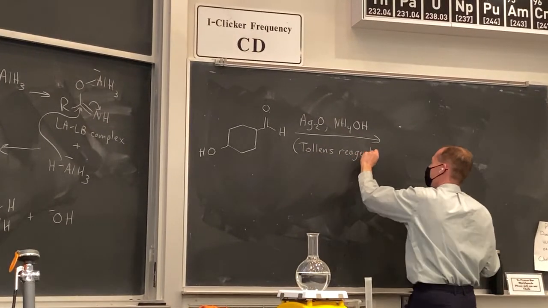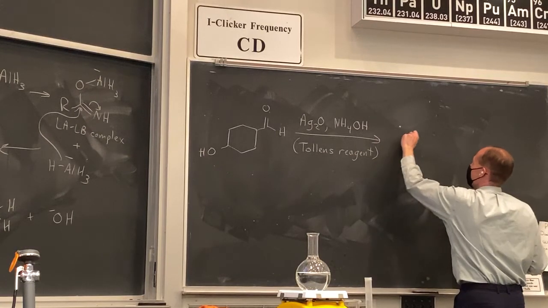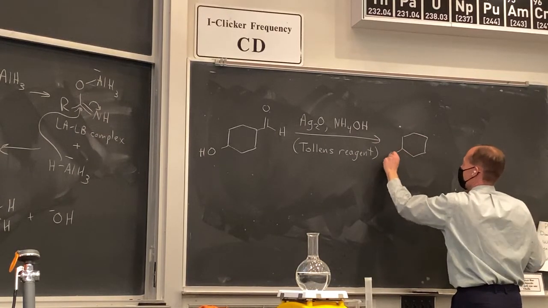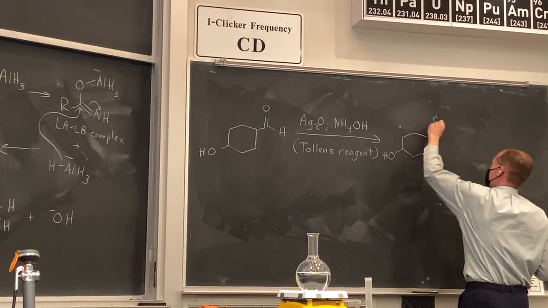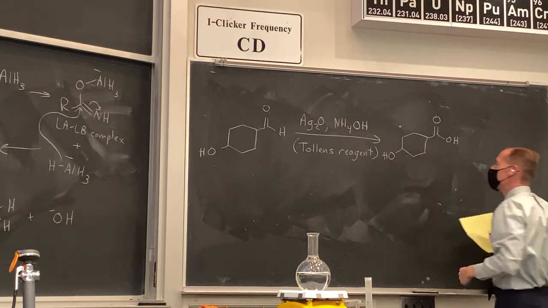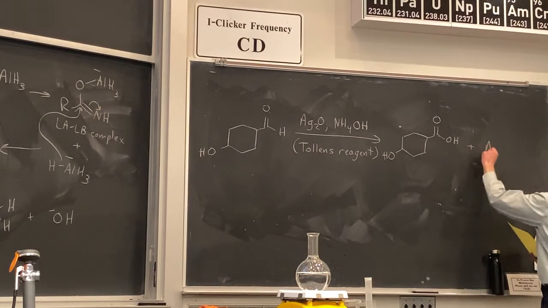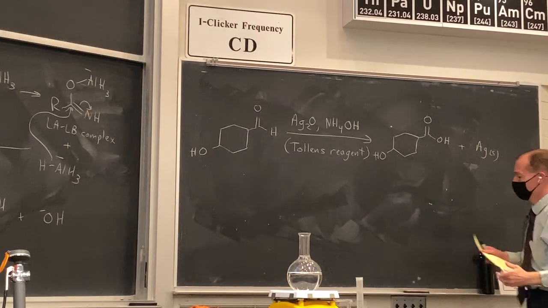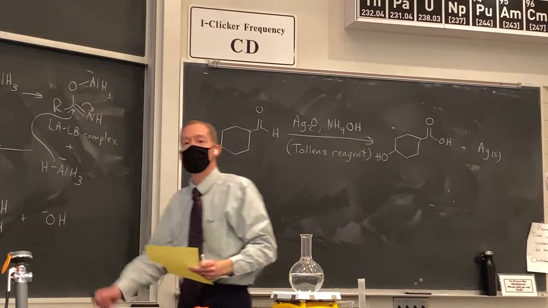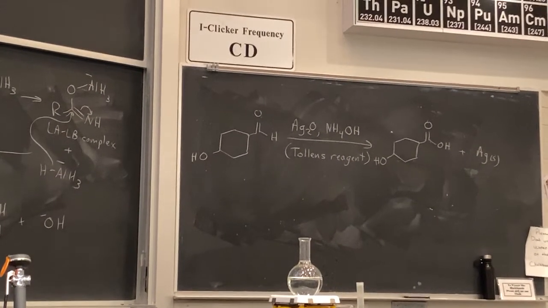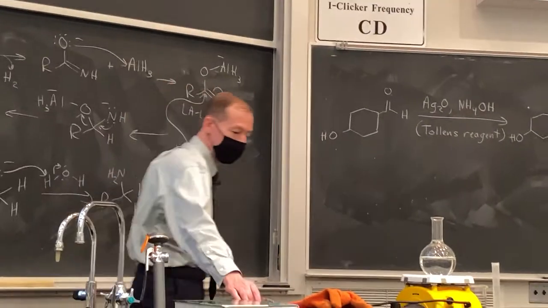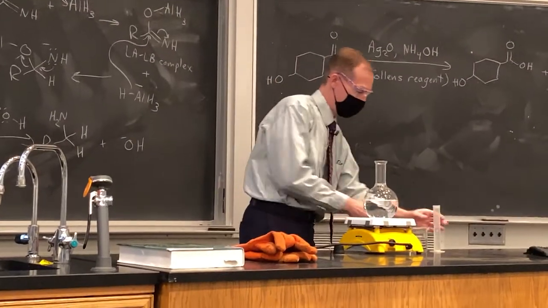Okay? So the Tollens reagent will oxidize aldehydes to carboxylic acids. The mechanism is one of those complicated oxidation mechanisms that we're not going to learn. So in this case, we actually just have to memorize the reagents. One thing that is memorable about this reaction is that silver is produced as a byproduct, and silver is metallic. Silver forms a mirror. So you generate a silver mirror when you do this reaction. Okay? So we're going to perform this reaction today.